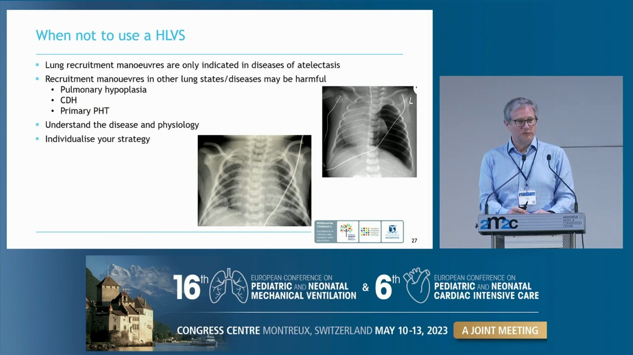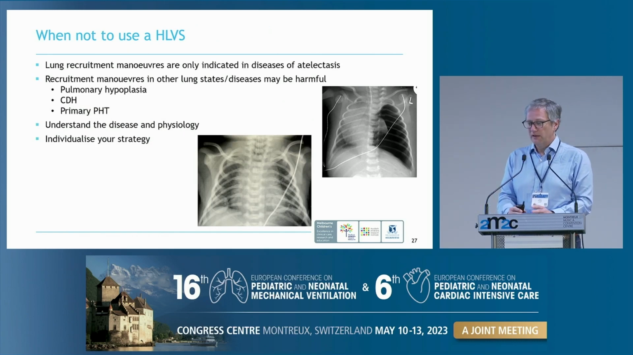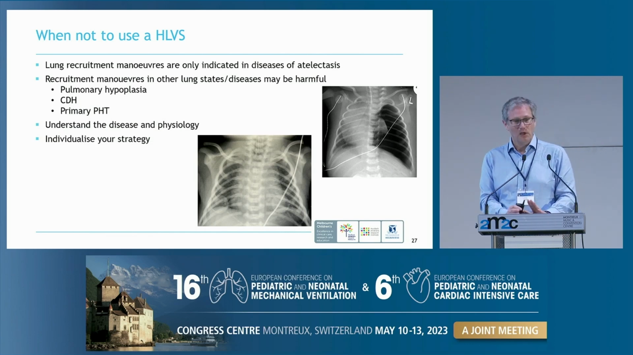When shouldn't you give too much pressure to the lung with the oscillator? Anything where there's not atelectasis. So if you have pulmonary hyperplasia, CDH, primary pulmonary hypertension, don't try to give them a lot of mean airway pressure and try to recruit the lung. The lung's not recruitable, it's not atelectatic, so it's actually injurious if you do that.